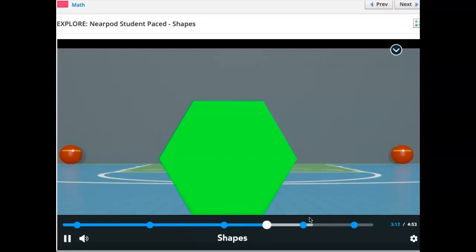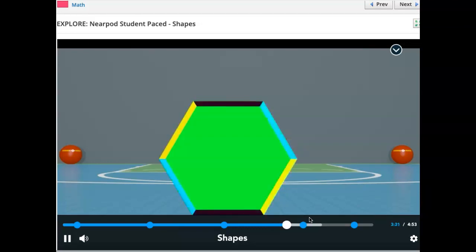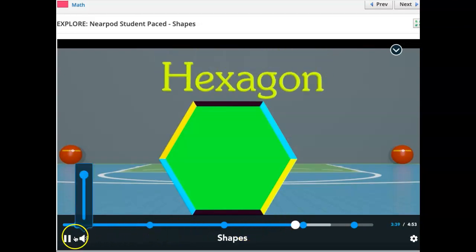Now let's look at this shape here. It's another shape with a lot of sides and angles. How many sides and angles can you see? Let's count them. 1, 2, 3, 4, 5, 6 sides, and 1, 2, 3, 4, 5, 6 angles. Wow, that's a lot. A shape with 6 sides and 6 angles is called a hexagon.